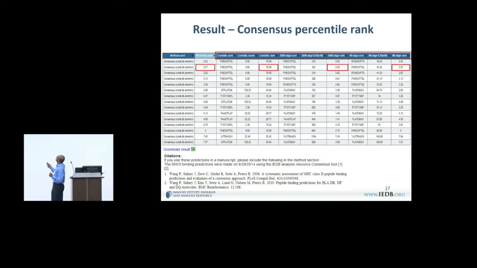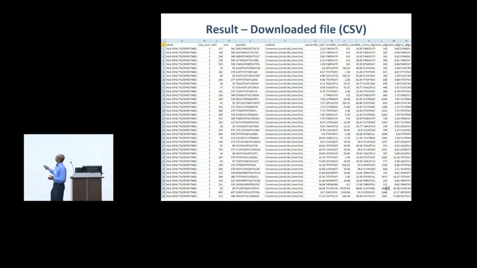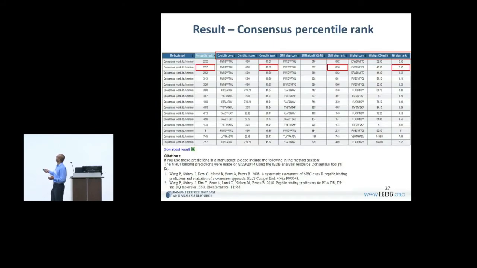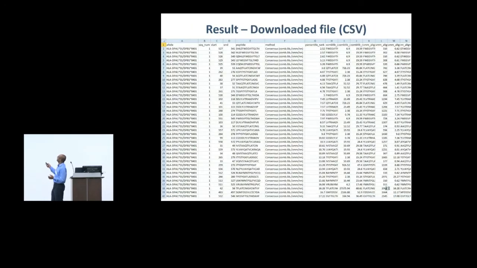For this method, the percentile rank is 19.59. For SMM align, we got 0.58. And for NN align, we got 2.57. The median of these 3 values is 2.57. So that's the consensus percentile rank when the consensus method is chosen. These are the citations that you can use if you are publishing. And this is the downloaded result. By clicking this download result link, you can download it as a CSV file.